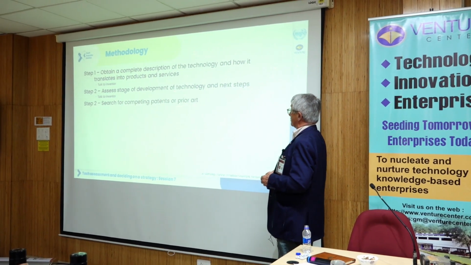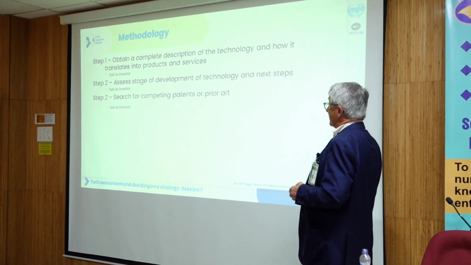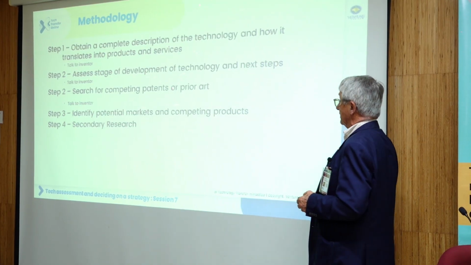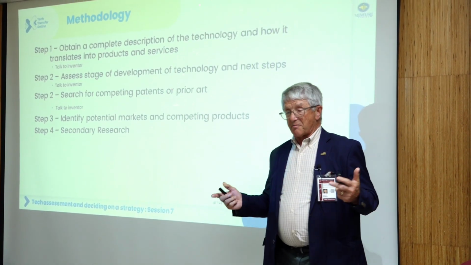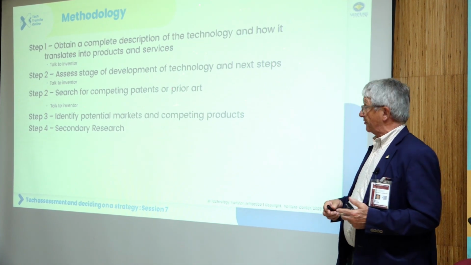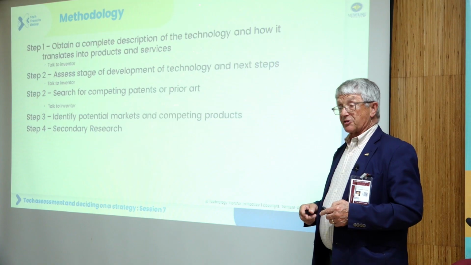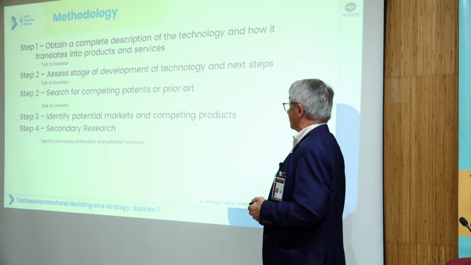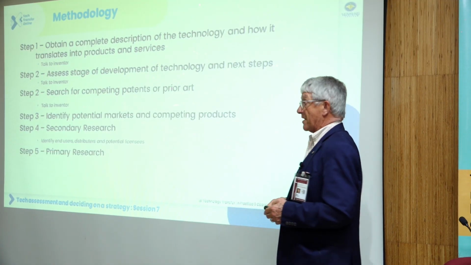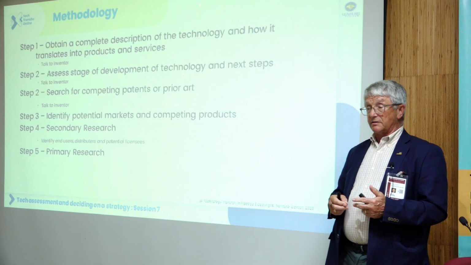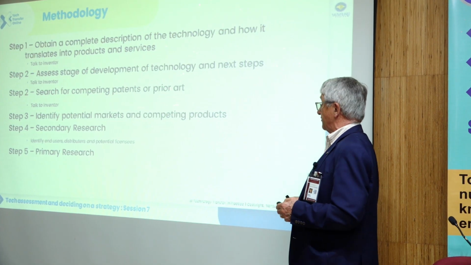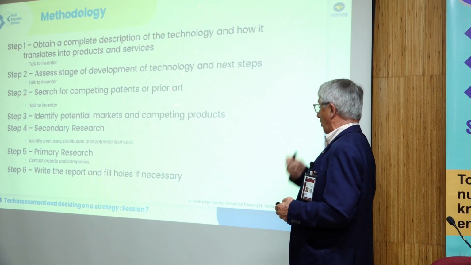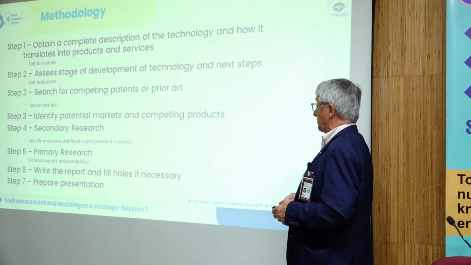Step three, you search for competing patents or prior art. The inventor, again, is going to be very helpful here. You identify potential markets and competing products. Your search for market information actually sounds like it's backwards. We'll talk about this. You start out with secondary research that's already been done, and you identify end users, distributors, potential licensees. And then you do primary research. That's when you start talking to the specific potential users of this technology, contacting experts and companies. Then you write the report and fill the holes if necessary. And you prepare a presentation.